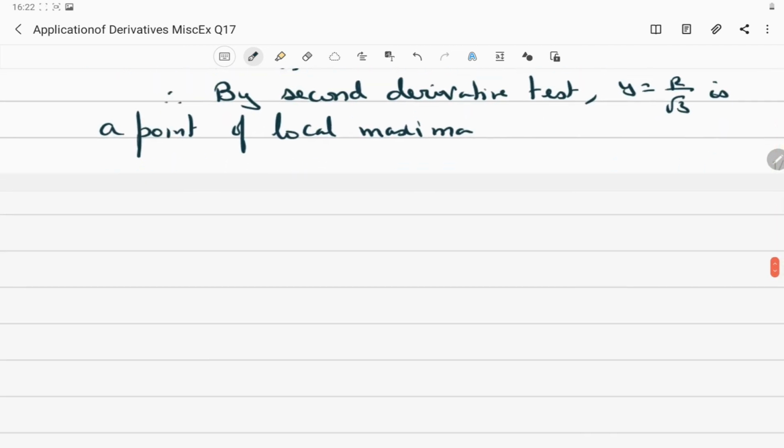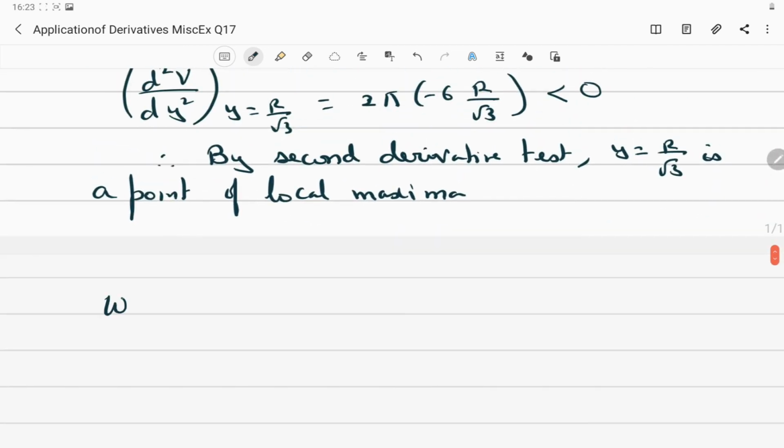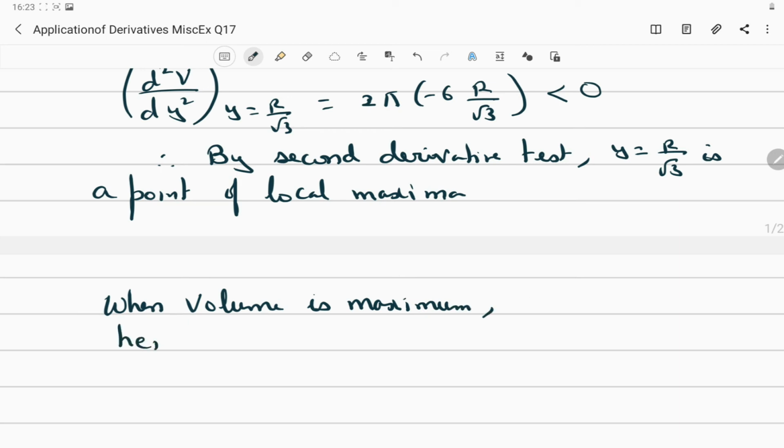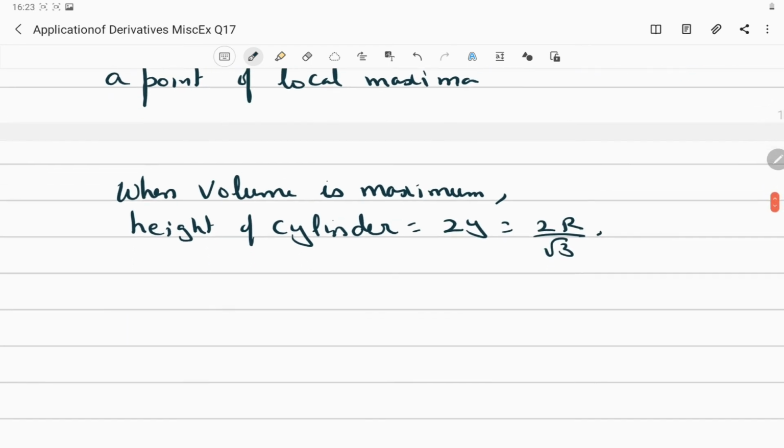Therefore, when volume is maximum, the height of the cylinder equal to 2y, that is 2R by root 3. So, we got the first part of the problem. Now, we have to find the maximum volume.